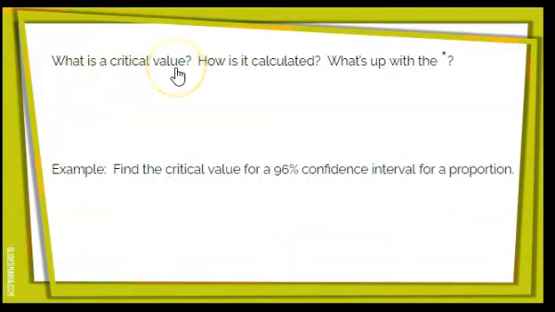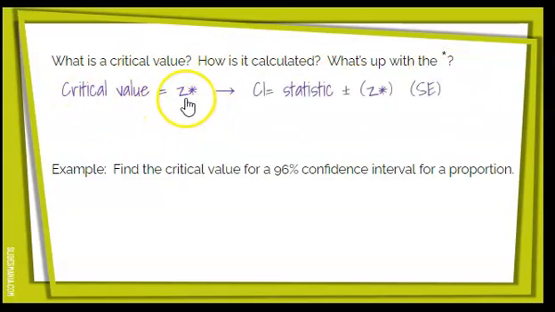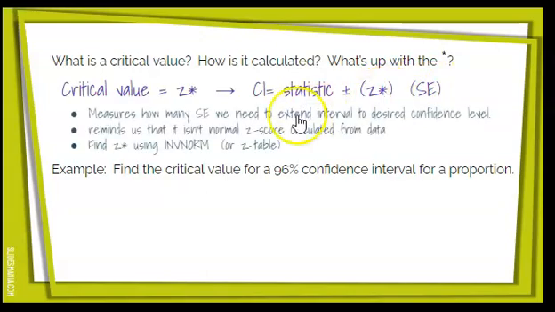Now the next part of a confidence interval that you need to know is a critical value. How's it calculated and why is there a star in it? Well, the critical value when we do proportions is called z-star. And remember the confidence interval formula that we have, it starts with the statistic, our point estimate, then add or subtract, then the product back here of z-star times our standard error. Well, I just gave you the formula for standard error, but then what about the z-star part? Well, what does it do? It measures how many standard errors we need to extend the interval to the desired confidence level. It's basically a big determinant in the length of our arms, or margin of error. It reminds us also that it isn't a normal z-score. That's why we have the star.